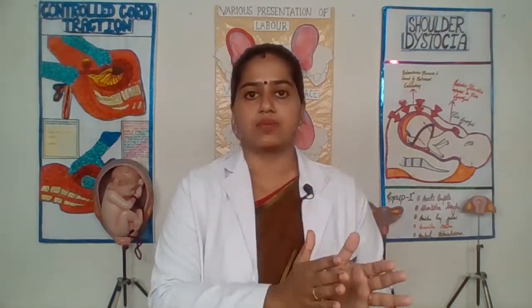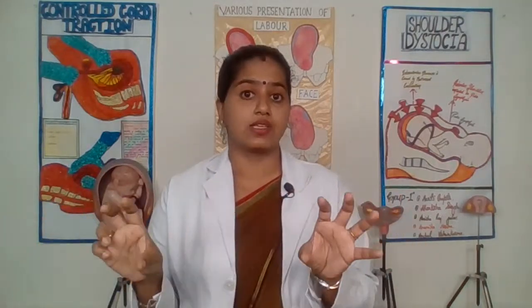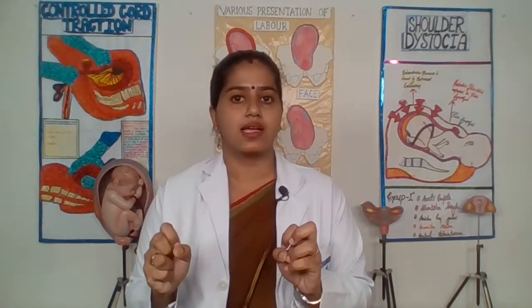So in this vaginal examination, we can clearly identify that this is breech, this is face, and this is brow. Brow means frontal sutures, orbital ridges, and frontal bone can be identified. Shoulder means scapula and shoulder can be identified. So this vaginal examination finding has to be clearly taken and reported.